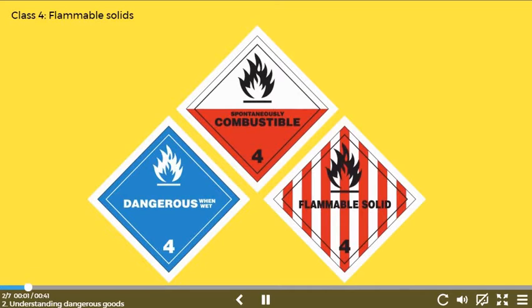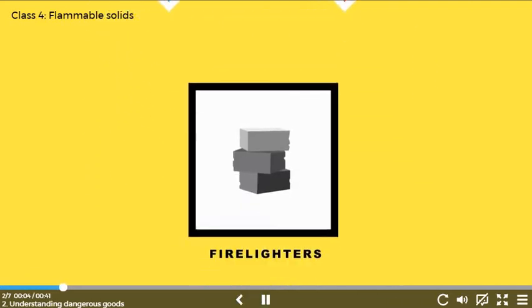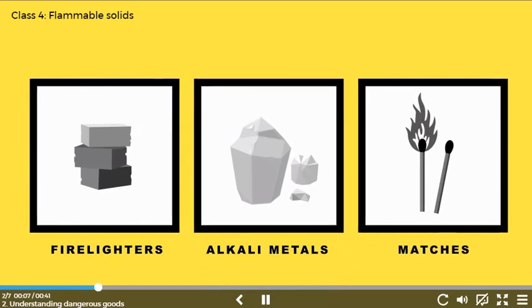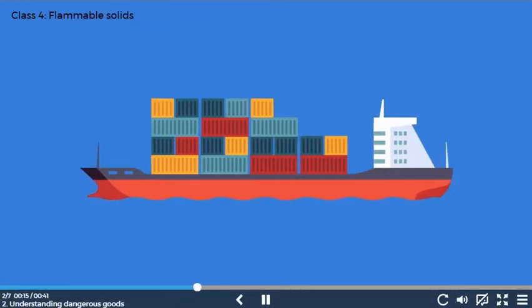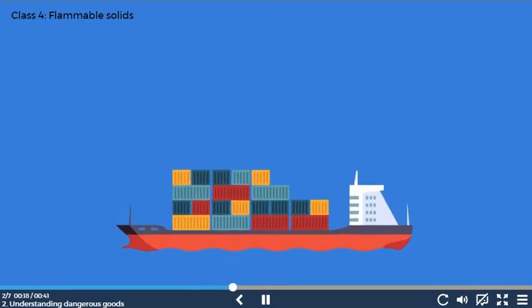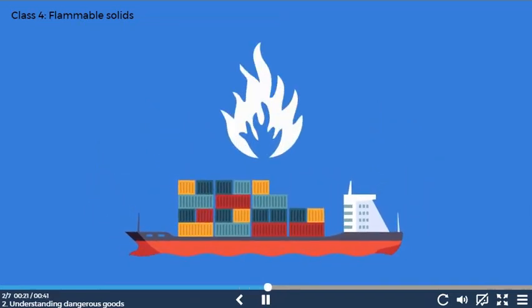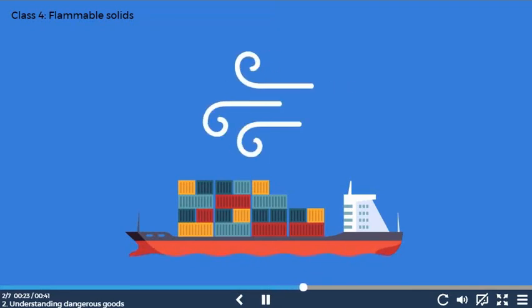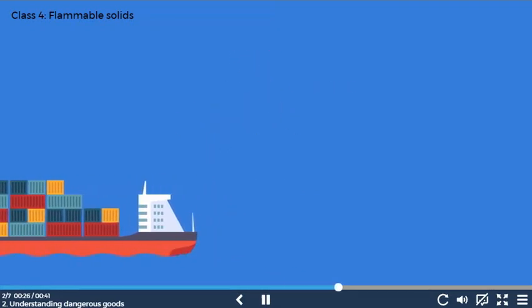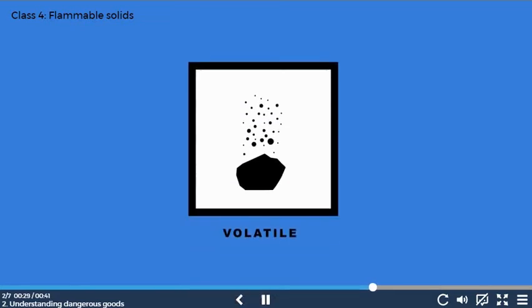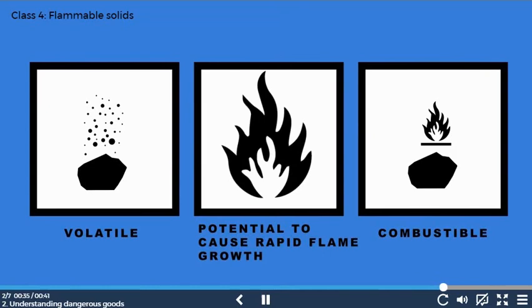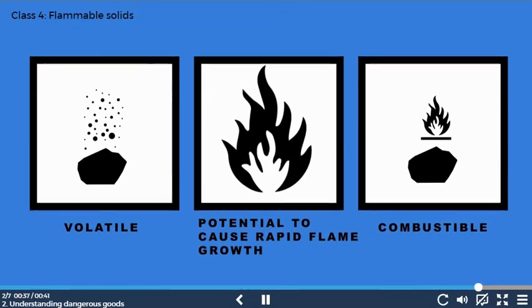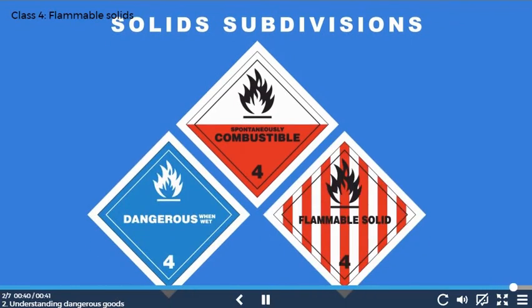Common examples of Class 4 flammable solids include firelighters, matches, and alkali metals, such as sodium or potassium. Flammable solids are materials that are readily combustible under transport conditions. This may be due to self-reaction, spontaneous combustion, friction, exposure to air, or contact with water. Flammable solids pose serious hazards because of their volatility, combustibility, and potential to cause significant flame growth once they ignite. There are 3 different divisions of the hazards class.